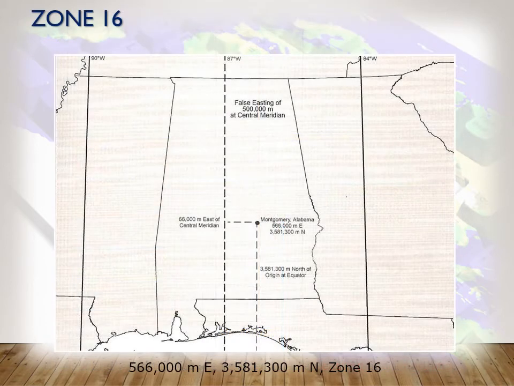As another example, we have Montgomery, Alabama. It is 566,000 meters east because of our false easting of 500,000 meters. But it has just all by itself a positive north coordinate, 3,581,300 meters. And this is in zone 16.